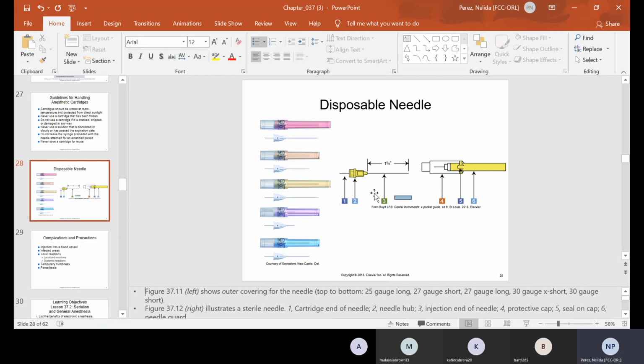If you look over here, number one, that's the end of the needle. Two, this is the needle hub. Three, this is the injection end of the needle. So, of course, the needle's really not that big, but once you put it on the syringe, it looks like this big old thing is coming to the patient, and that's why they get scared. Number four is the protective cap. Number five, there's always a seal on every needle. And then number six is the needle guard, okay?